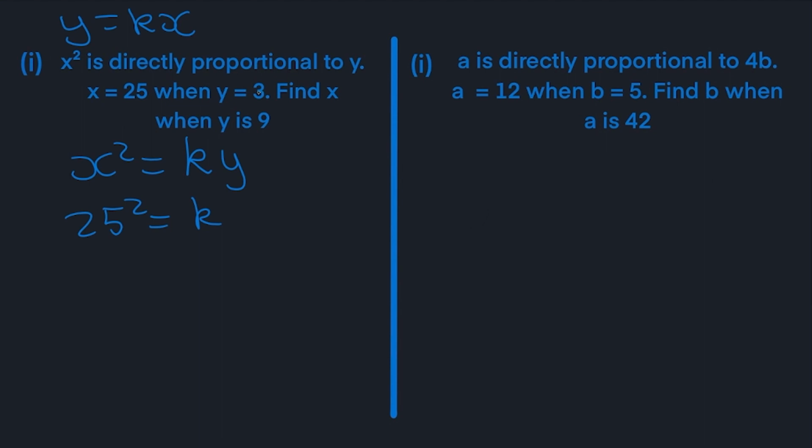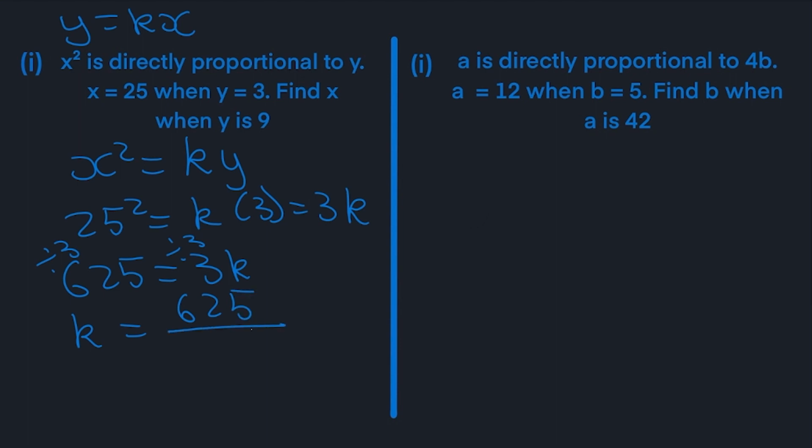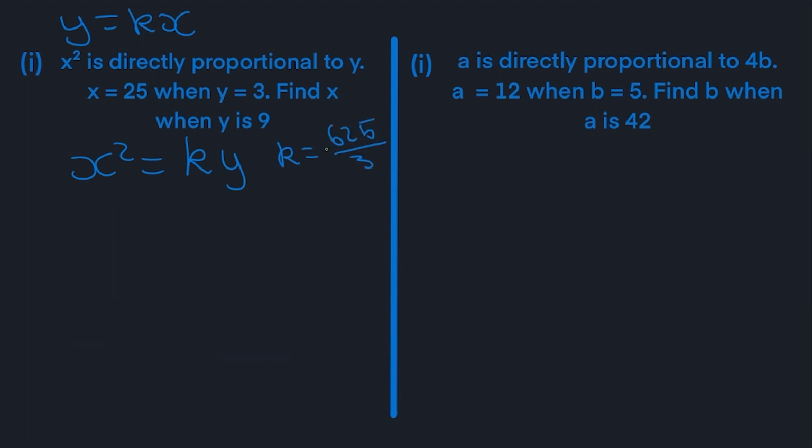Well, what is our y? Our y is our 3. So just 3k. 25 squared is 625. And this is equal to 3k. So we divide both sides by 3 to get rid of this 3 here, so we can get k alone. So k is equal to 625 divided by 3. So now that we know our k, we can rewrite our formula.